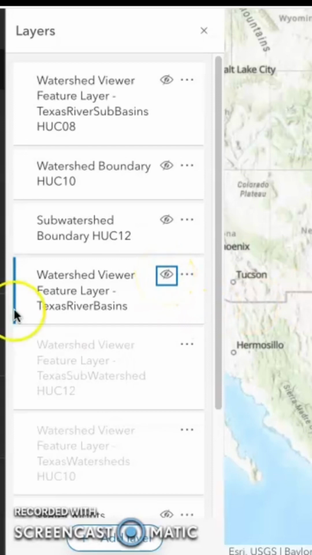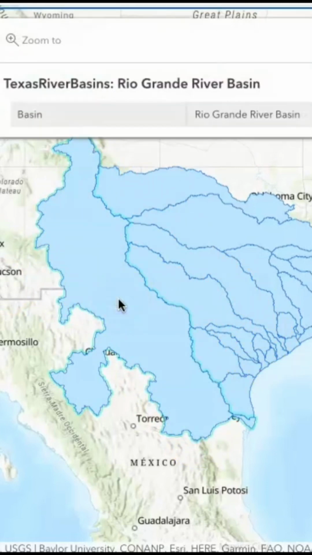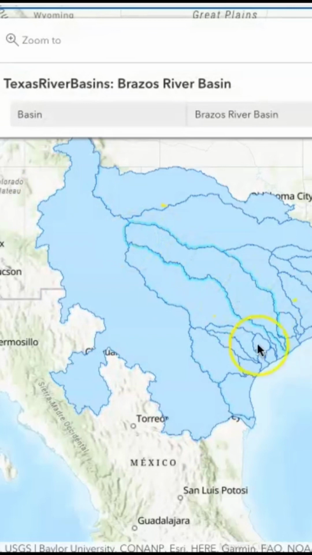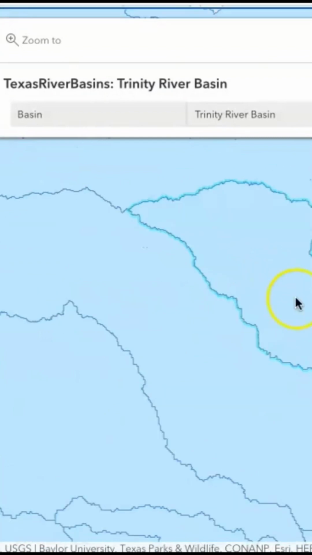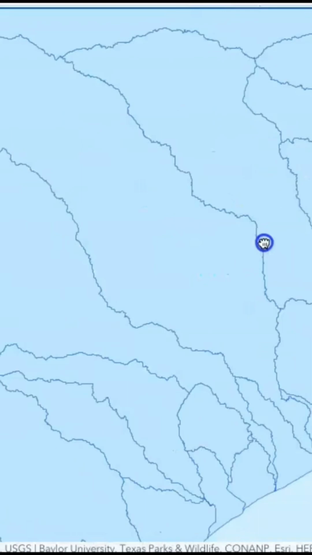So this is the Texas River Basins. If I add that layer to the map, you can see that this symbolizes all of the Texas River Basins. So here would be the Rio Grande River Basin, which runs outside of the limits of Texas. Here's the Brazos River Basin, which really goes from one end of Texas to the other. And then here's the Trinity River Basin, which is where Dallas and Houston are both located. So as a citizen of Dallas, you would be part of the Trinity River watershed. A basin is just another word for the entire river, as far as a watershed is concerned.